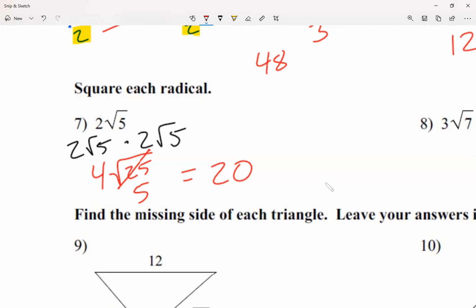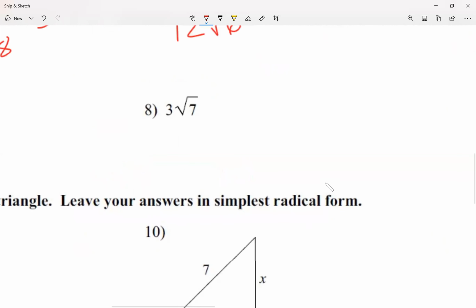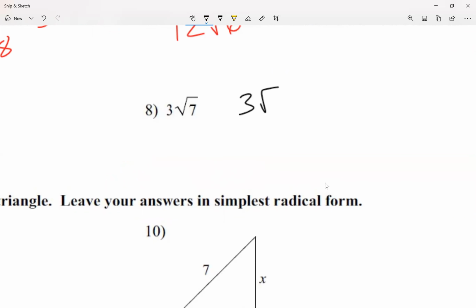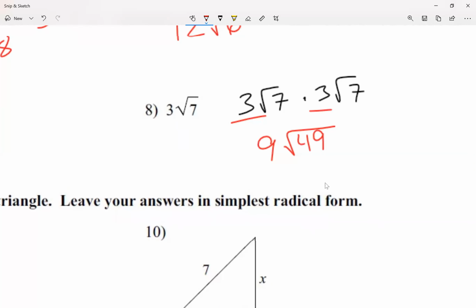Cool. Let's take a look at question number 8. When I ask you to square, I'm basically asking you to go 3 radical 7 times 3 radical 7. Multiply it by itself. When you multiply the whole numbers, you get a 9. When you multiply the radicals, you get 49. Square root of 49, that's a perfect square, right? Square root of 49 is 7. Now I have 9 times 7 because I have two whole numbers, 63. In this case, my answer doesn't have a radical.